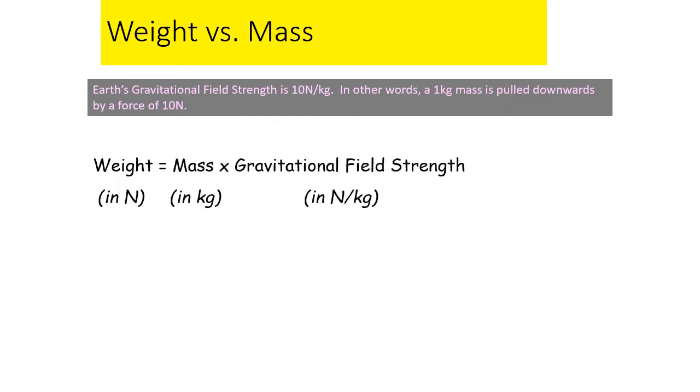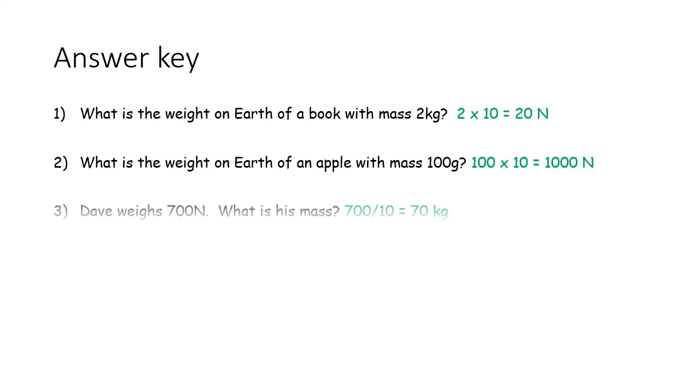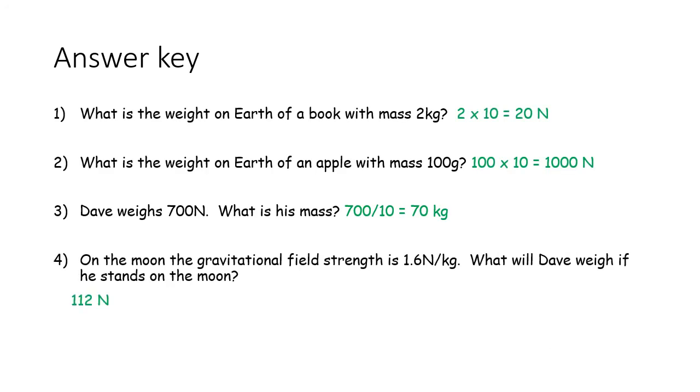This is the equation, the relationship of mass and weight. Weight equals mass times gravitational field strength. This is the triangle to calculate or rearrange the equation. Here are some questions in front of you. You can pause this video for the next 5 minutes and use this equation to calculate the weight and mass. Well done. If you got the correct answers, you can mark your answers now.